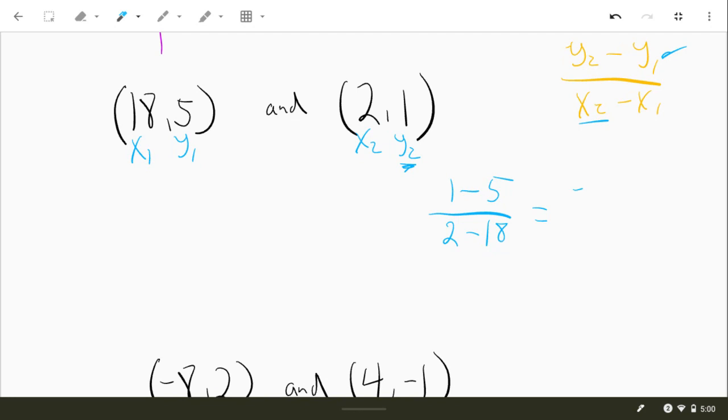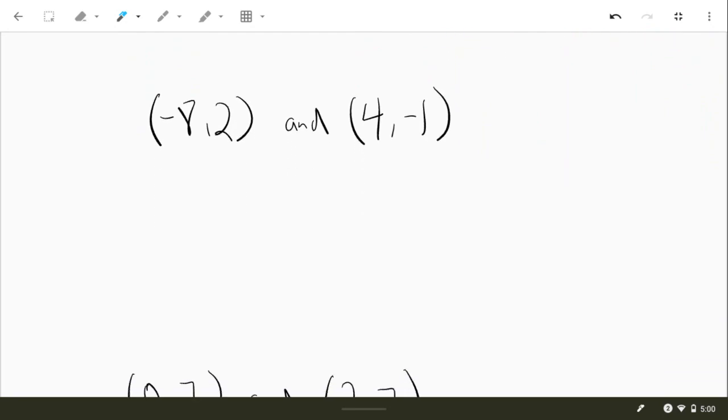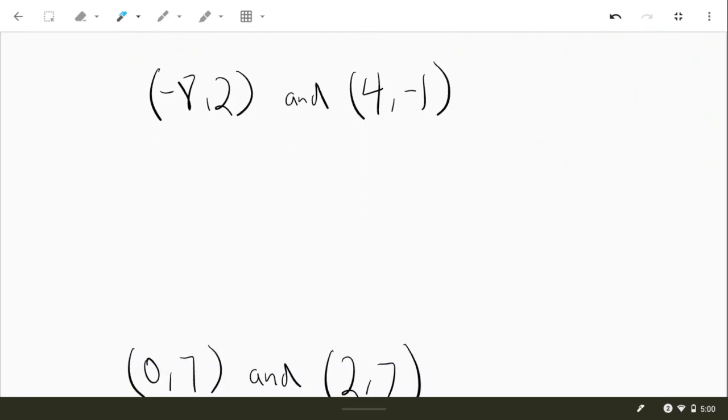1 minus 5 is negative 4. 2 minus 18 is negative 16. The negatives can just cancel each other out. 4 over 16 will simplify down to 1/4, and that's our answer for that one. You could plot the points and check your answer. I do suggest you do something like that. Remember, y2 minus y1, x2 minus x1.